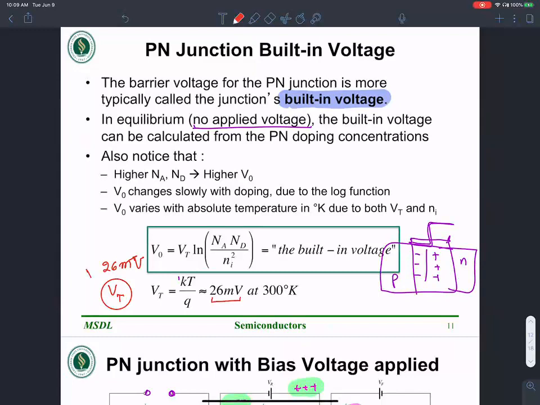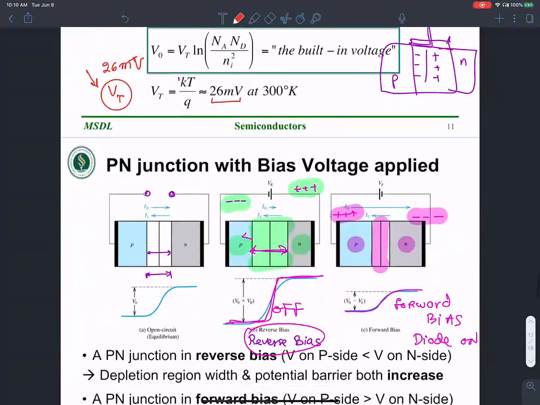Okay, so this thermal voltage VT is the built-in potential at equilibrium. Okay, so the built-in voltage is calculated when no voltage is applied, at equilibrium. Okay, shown on the leftmost figure is the built-in voltage. Okay, this is equilibrium, right? When there is no voltage, 0 volts applied between the terminals.